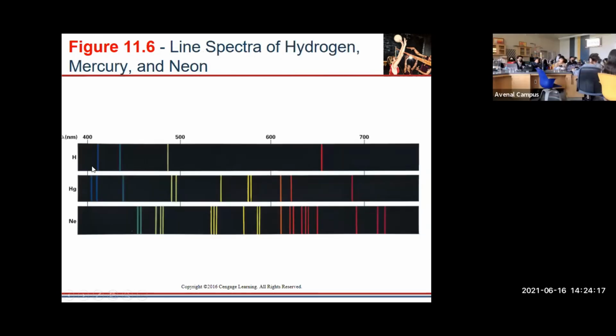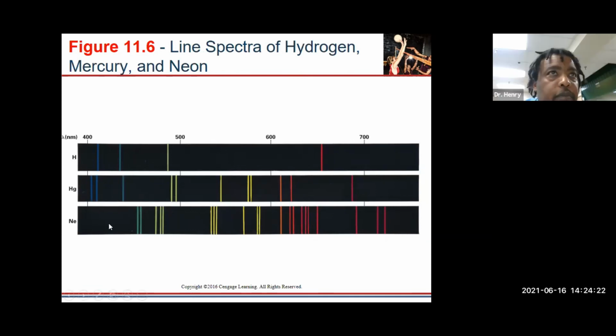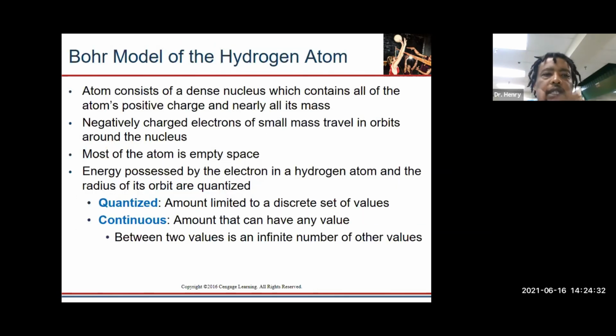Okay, so this here represents the line spectrum of hydrogen compared to helium, compared to neon. Every element has a discrete looking line spectrum. They're not going to look anything alike from each other. Okay, so this brings us to this guy named Bohr.